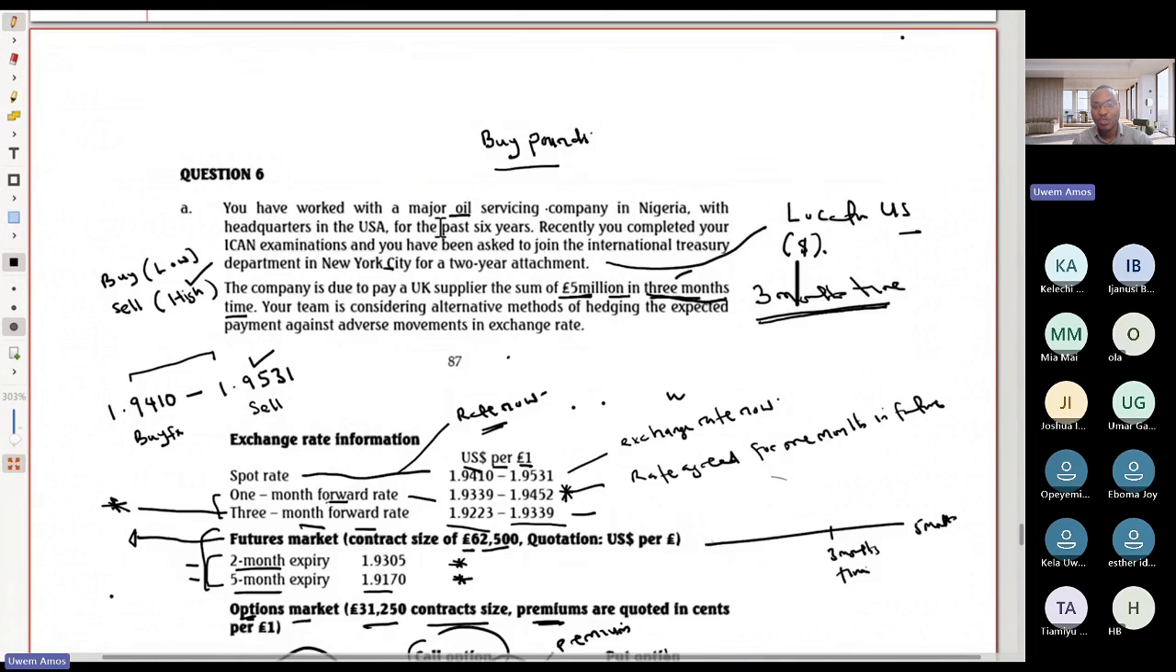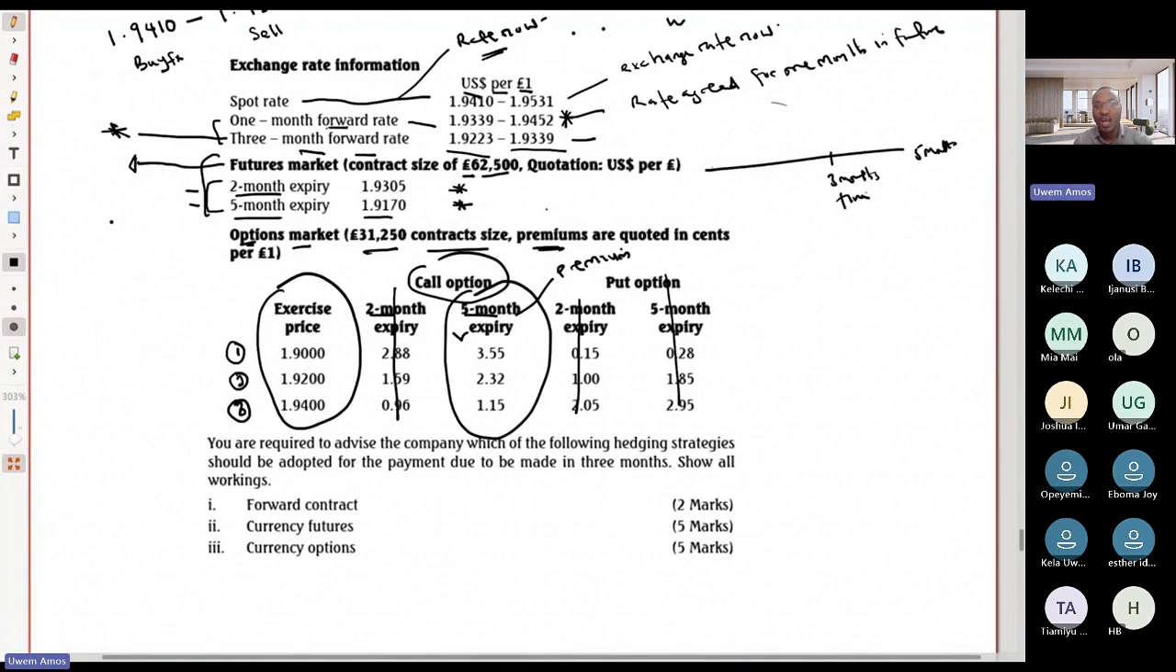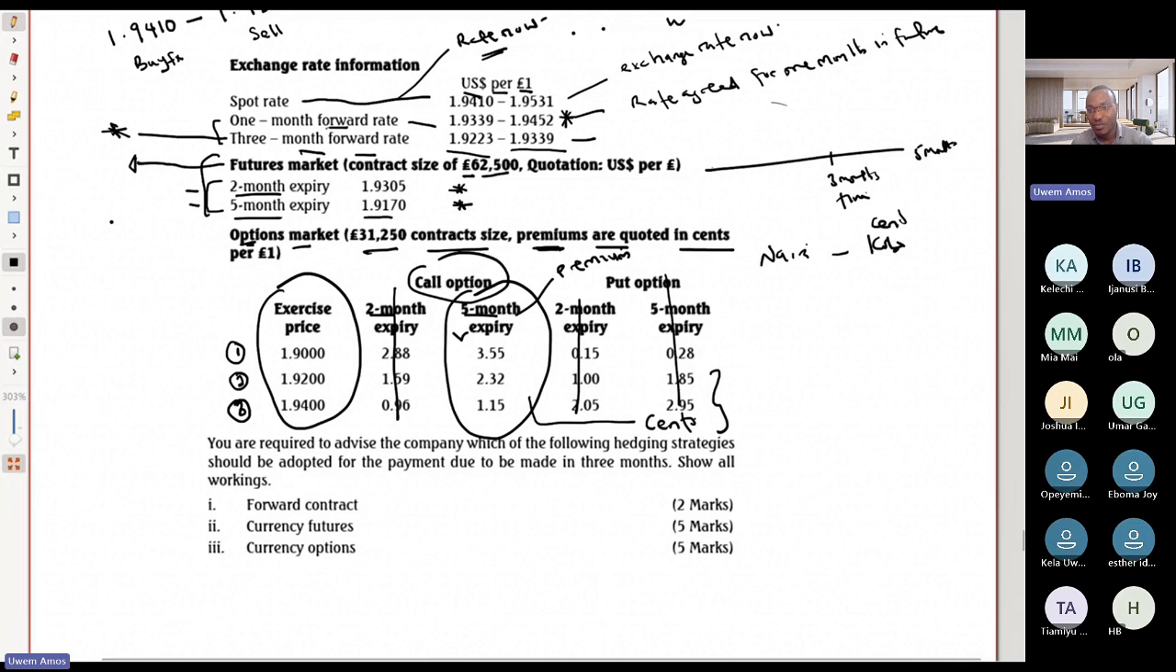Okay, so as we go back to our question, now pay attention to an information here on the question. It says right here that premiums are quoted in cents. So what that means is that all of these values are quoted in cents. So what do we mean by cent? So typically, it's more like saying your naira and then kobo, the equivalent of cent.